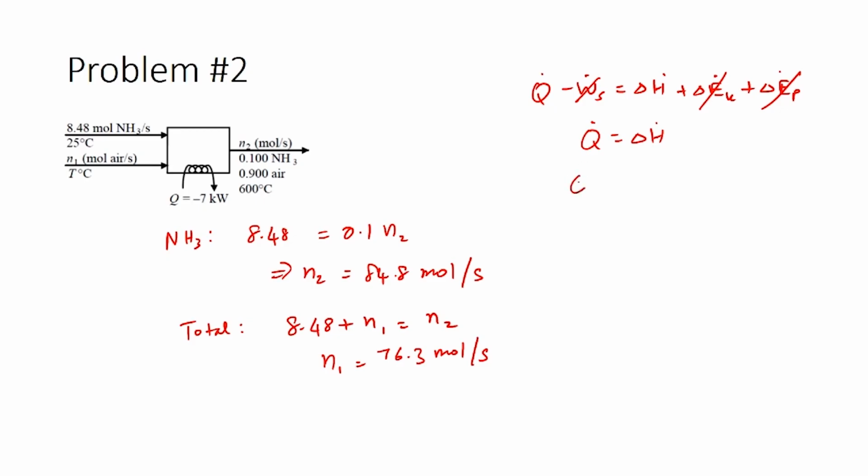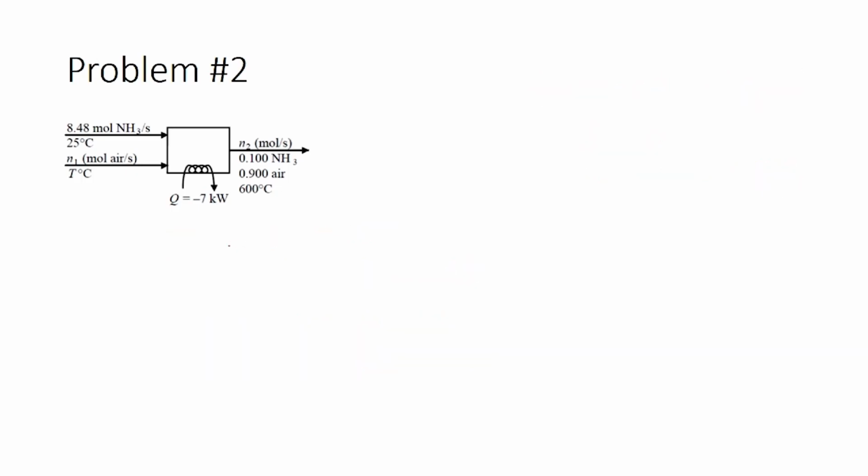So, we already know that Q dot for the system is minus 7 kilowatts, which is minus 7 kilojoules per second. So, we need to now calculate delta H dot in terms of the temperature of air which is being fed and solve for temperature. So, for this we need to build an enthalpy table. So, the enthalpy table would contain substances, N dot in, H cap in, N dot out and H cap out.